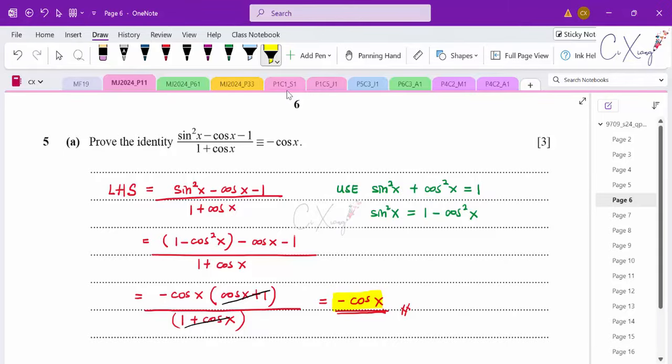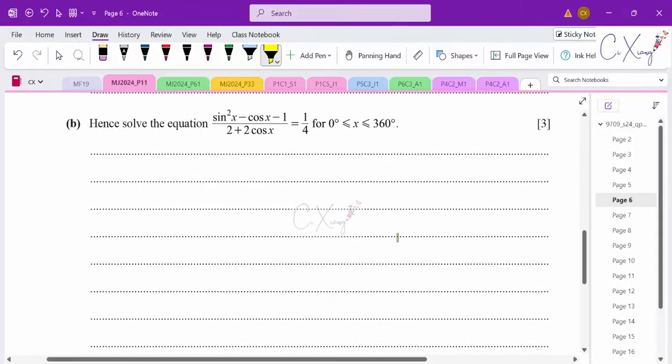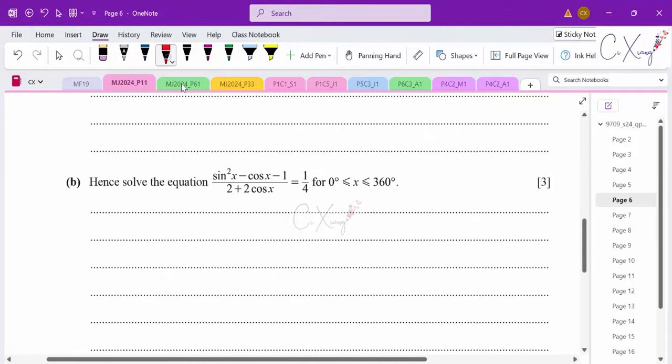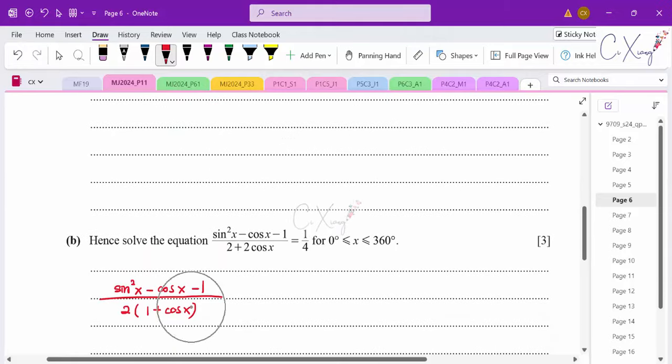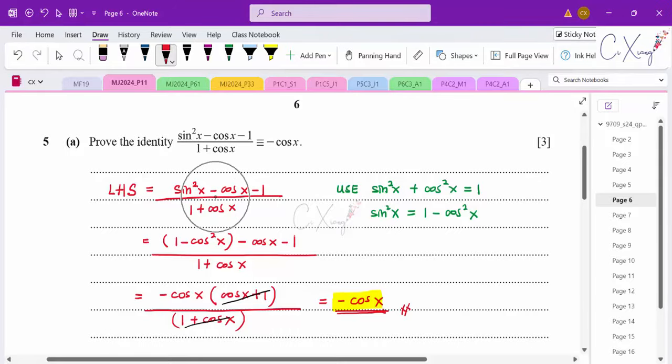Then let's continue further to part B. For part B, hence, solve this equation for x between 0 and 360. Let's start with the equation here first. I have sine square x minus cos x minus 1, then divided by, I see a 2 here, right? So I factorize out the 2 first, and then I have 1 plus cos x. The purpose of factorizing out the 2 is because I want to get exactly what I had in my first part just now.